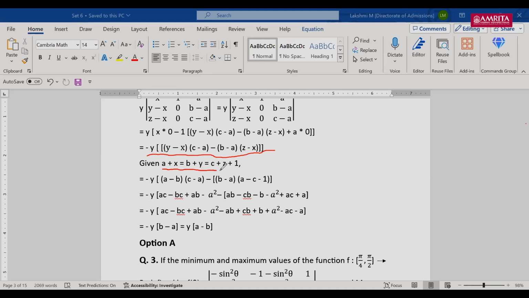They have already given some idea that a plus x equals b plus y equals c plus z plus 1. So I don't want this y minus x; I could just substitute y minus x as a minus b. I don't want the z minus x either, because no such terms are in the options. Z minus x, you will be able to write as a minus c minus 1. So you could just solve this and you'll get the answer as y into a minus b. That is option A. I hope it's clear.